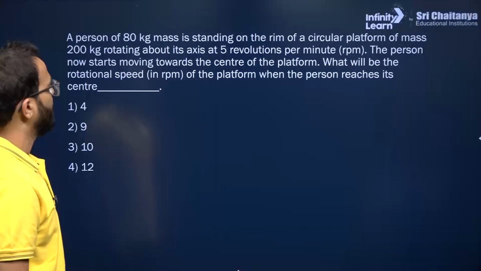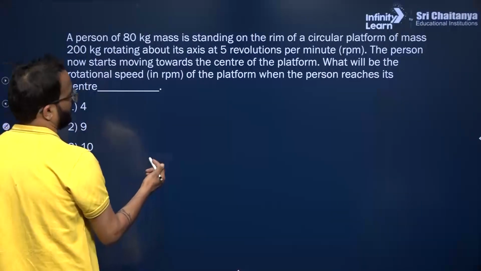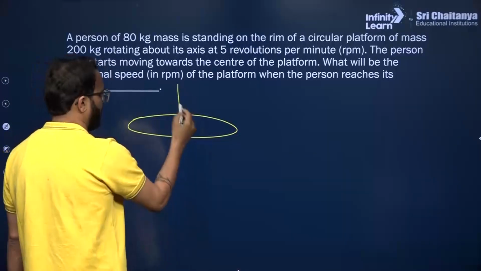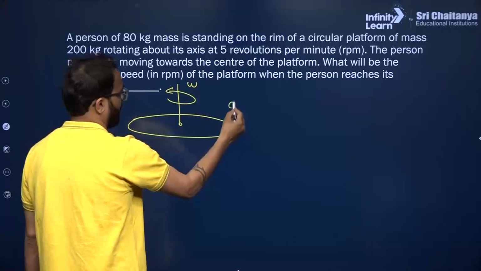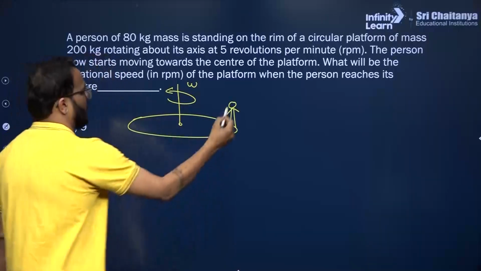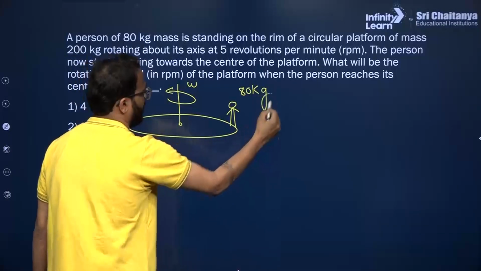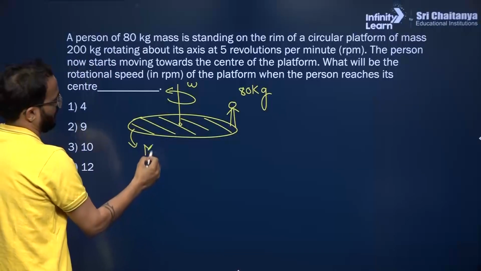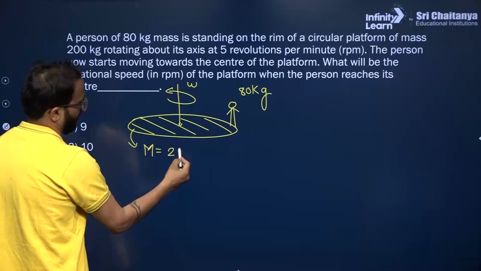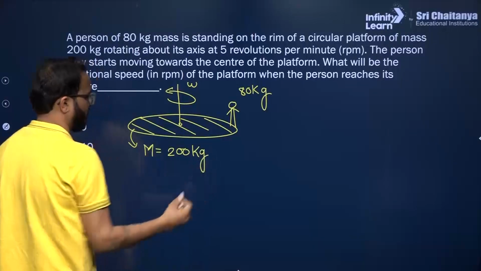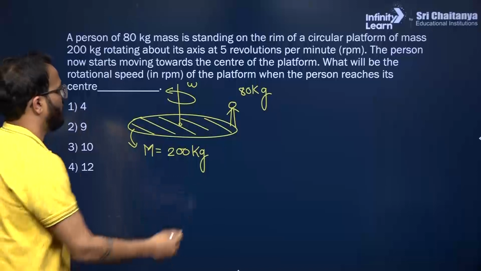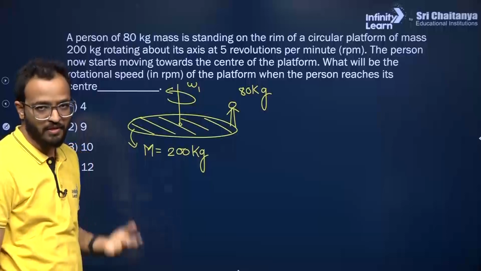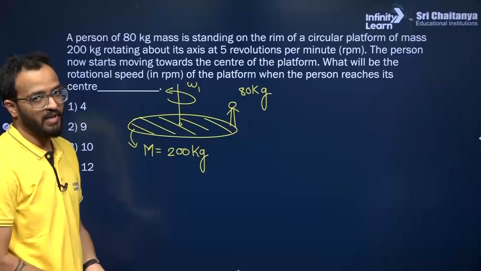A person of 80 kg mass is standing on the rim of a circular platform. So this is a circular platform, and it is rotating with omega, and this is a man standing here, whose mass is 80 kg, and this is a disc, and the mass of the disc is 200 kg. Right now it is rotating with omega 1. When the man walks to the center, obviously moment of inertia will change and its omega will change as angular momentum will be conserved.